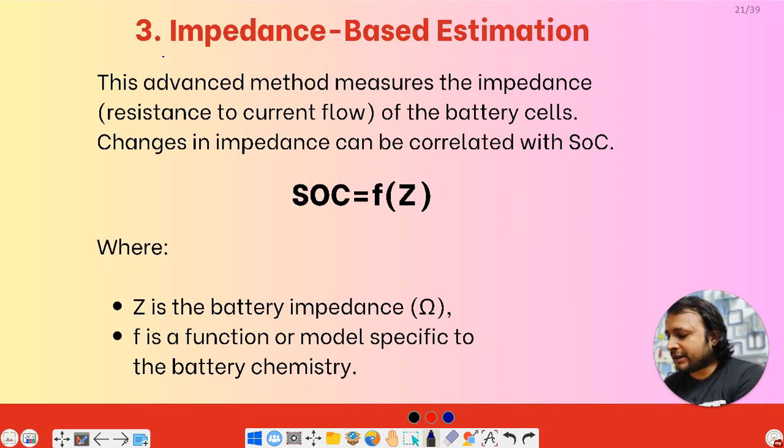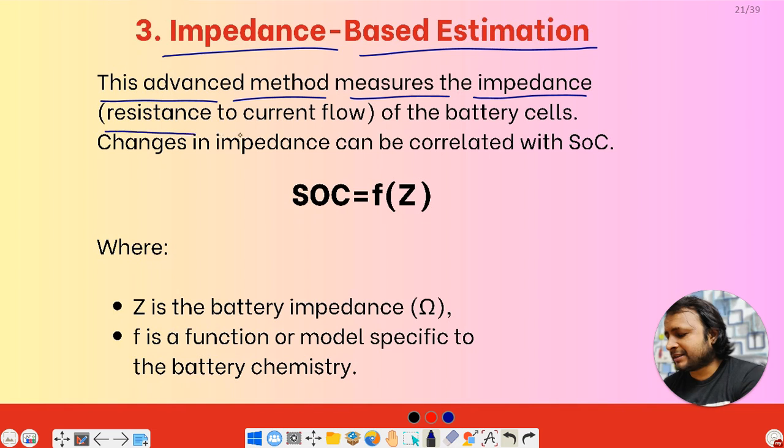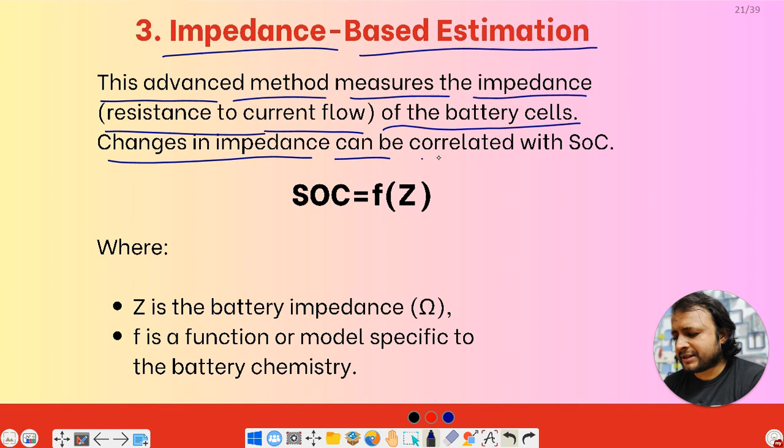And the third method is impedance-based estimation, very less used in industry, almost nonexistent, but we should know what it is. If someone asks in an interview, you can reply. So this advanced method measures the impedance, the resistance to current flow, of the battery cells. Changes in impedance can be correlated with SOC.